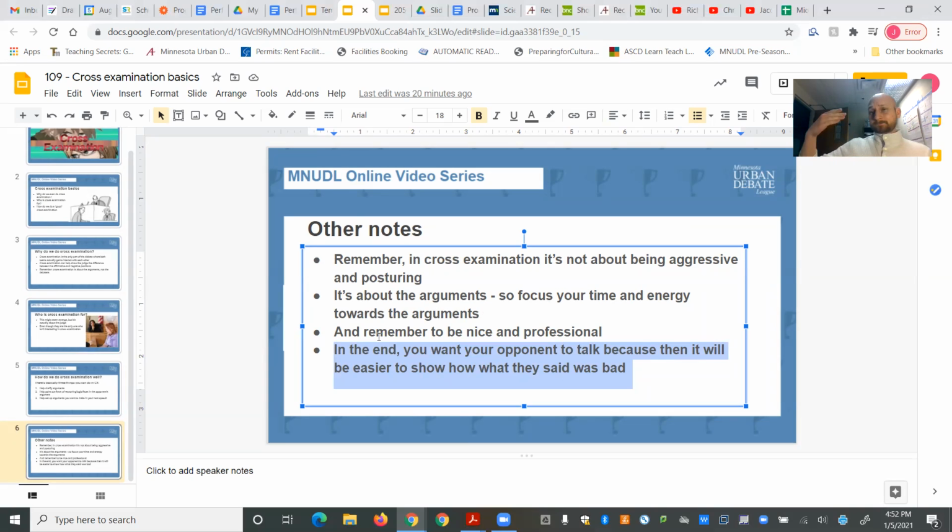Because that way, if the other team reads a piece of evidence, no matter what they read, you're going to have a question related to it. So you're always going to be ready for cross-examination and you're always going to be able to make the arguments you want to make. And that's high tier, big brain debate strategy.